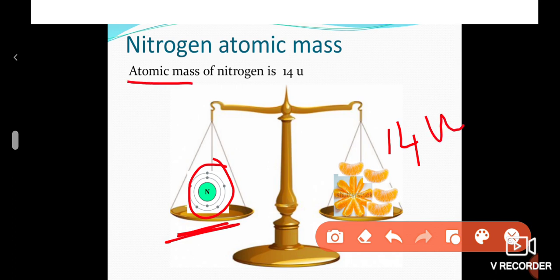So what is the atomic mass of nitrogen? It is 14 U. Understand, students? Nitrogen is equal to 14 pieces of carbon. Each piece has one unit. 14 pieces means 14 U. That is the mass of nitrogen.